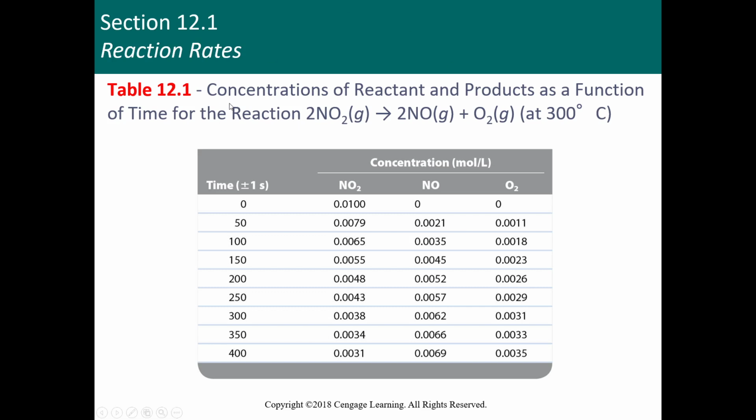And so this is the reaction that's taking place, and this is what we're seeing in this table. So the reaction is we have NO2s, two of them. When they react, they're going to make NO, two NOs, and a single O2. This happens at 300 degrees Celsius.